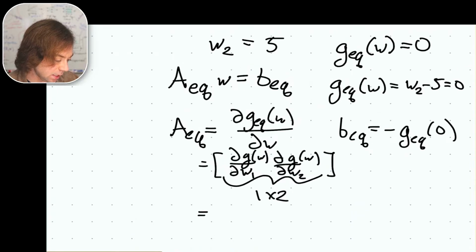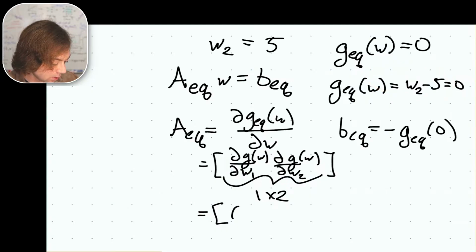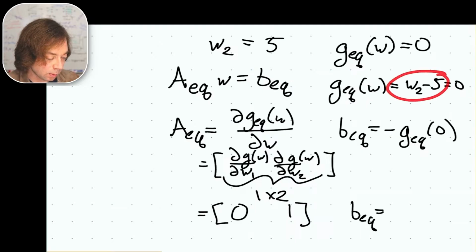So that's going to end up being the partial derivative of this with respect to W1, no W1s. There is, however, a W2 with a coefficient of 1. And BEQ is this function, but we plug in zeros for our decision variable, so that's 0. So this becomes -5, and we take the negative, so it's +5, right?